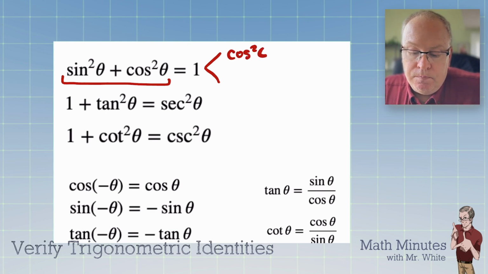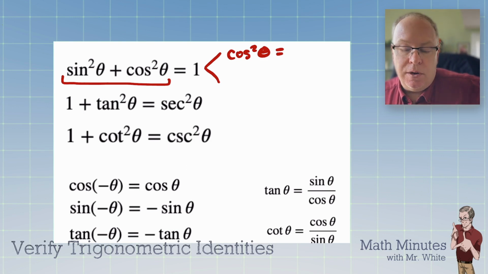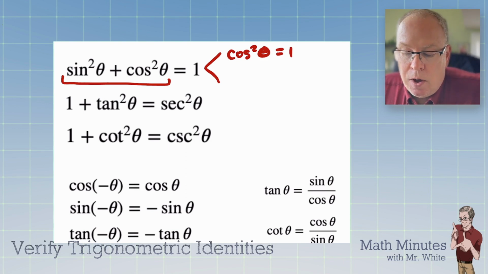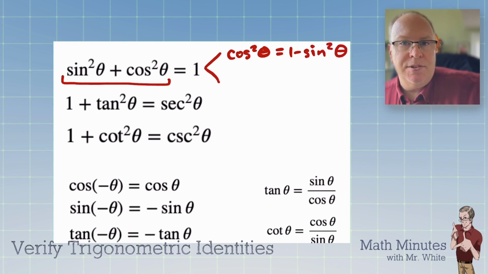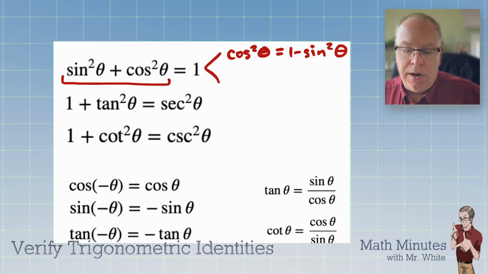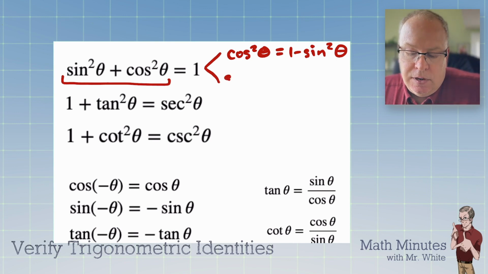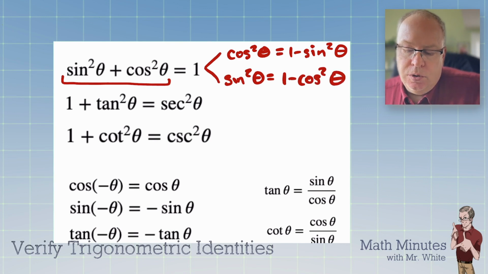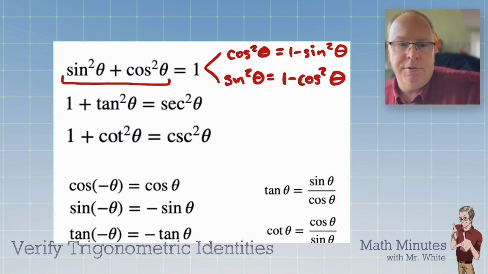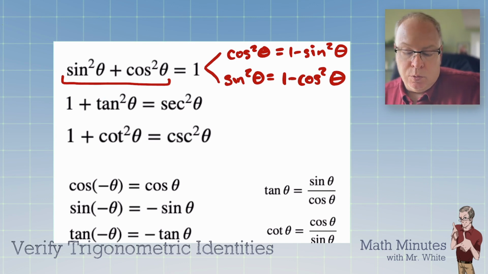Cosine squared, all by itself, if you subtract that sine squared to the other side, you'll get 1 minus sine squared. Okay, so 1 minus sine squared is cosine squared. So anytime you see 1 minus sine squared, you can replace it. All right, we're going to see that some today in this video. Sine squared, similarly, is 1 minus cosine squared. So those two you should be familiar with. Those are just offshoots of sine squared plus cosine squared equals 1.